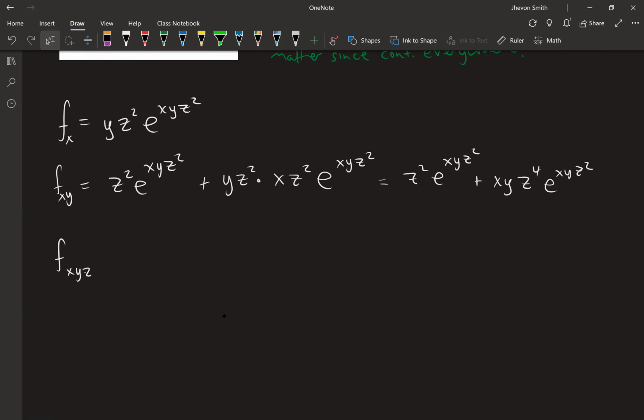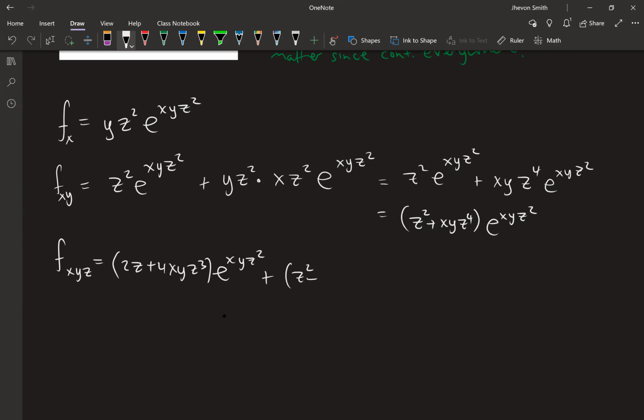And so this is x then y. And so now if we take x, y, then z, product rule here, or I think I actually prefer to factor out the common. This would be z squared plus xyz to the fourth, and do the derivative of the first factor, leave the exponential, plus leave the first factor and differentiate the exponential with respect to z. So this is 2xyz e to the xyz squared. And ultimately, that's the guy you want.